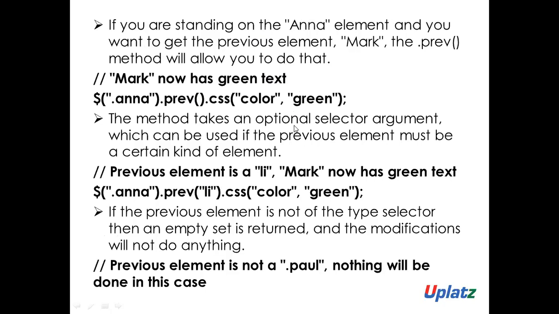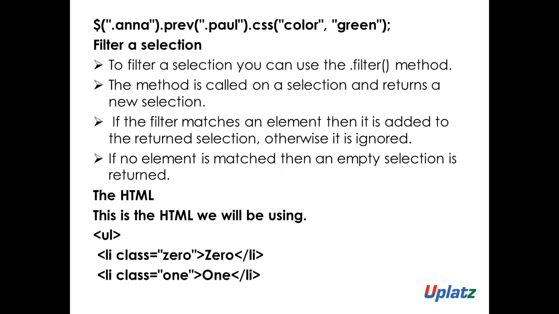It also takes an optional selector argument, which is used when the previous element must be a certain kind of element. So the previous element is a li, and Mark now has green text. With the help of previous, that particular li gets the color green. If it does not match the type selector, an empty set is returned and no modification is done. If the previous element is not dot Paul, nothing will be done in that case, same as the next method.